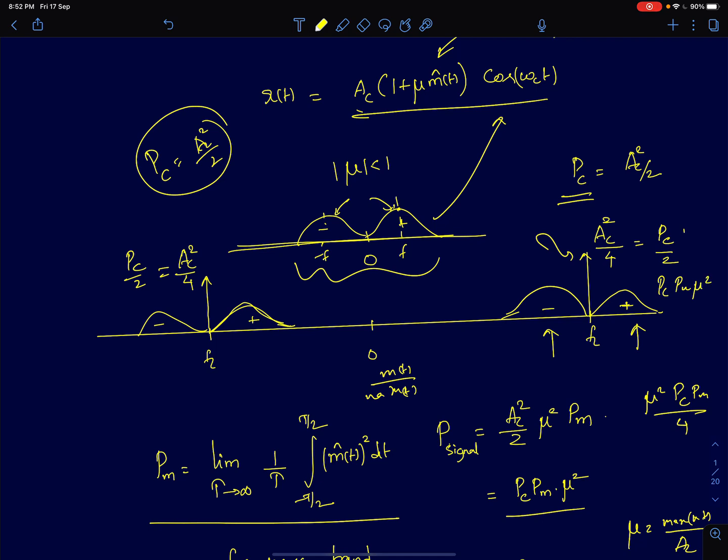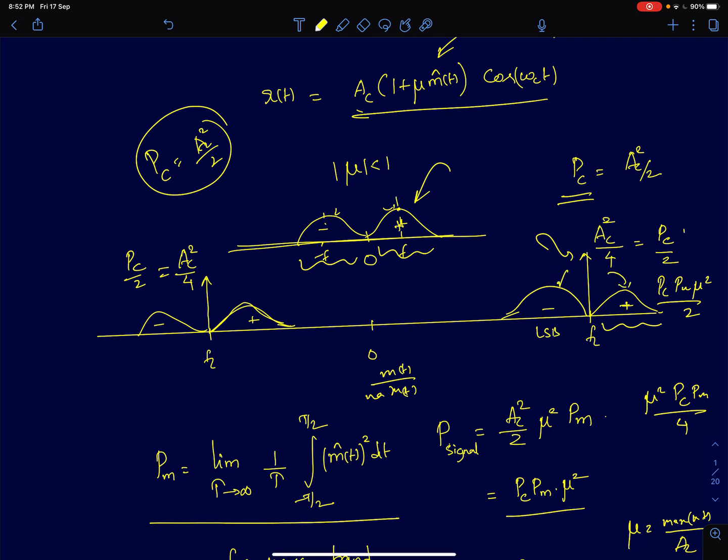PC PM mu square by 2 will be the total power in the positive frequencies, out of which half will be in the upper sideband and the remaining half in the lower sideband. Upper and lower sidebands are simply the positive and negative frequencies from the low frequency signal. When they get upconverted, the positive band of frequencies becomes the upper sideband, frequencies greater than Fc, and the negative band of frequencies becomes the lower sideband. Again, they form conjugate symmetry here. If you move fx units from Fc in either direction, the Fourier transforms at these two points will be complex conjugates of each other.